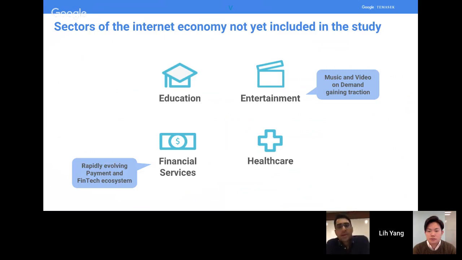So let's go into the deep dive of the verticals that we talked about, or the verticals that we have focused on in our study. So if we can go to the next slide, Max.